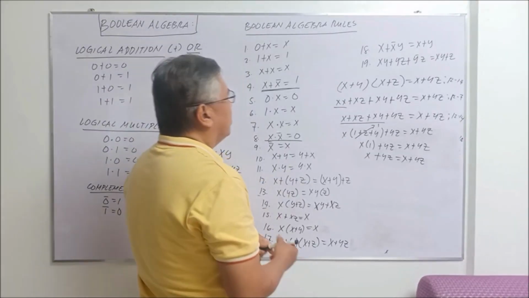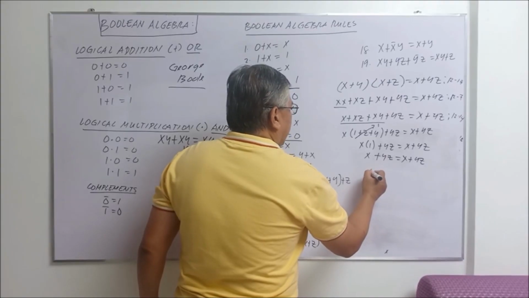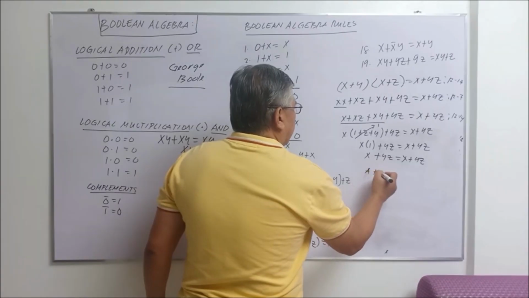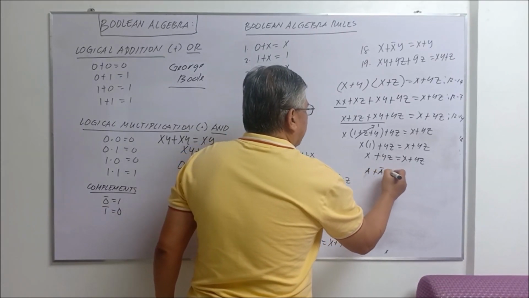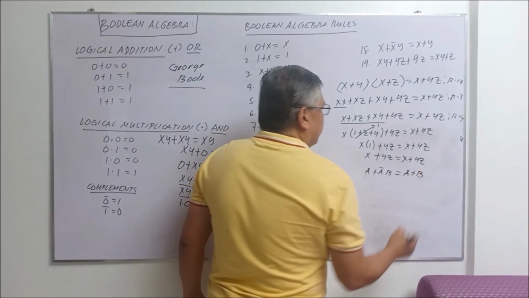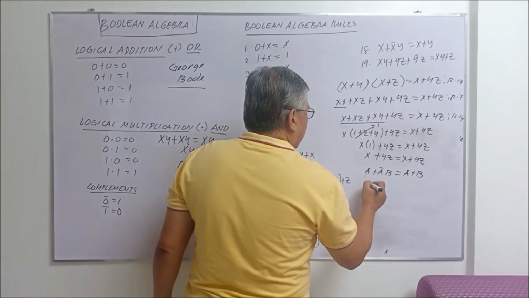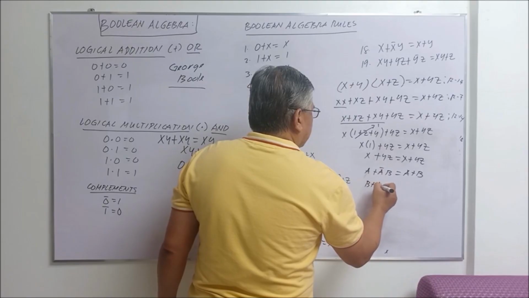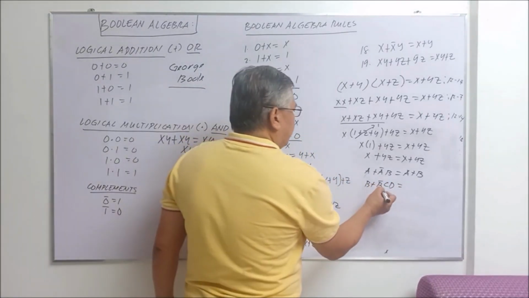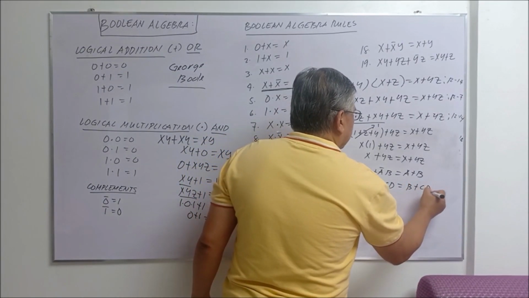That is rule 18. So for example, you have a plus a bar b. So what's the answer? You have a plus b. Right? How about if you have b plus b bar cd? Again, the complement, which is b bar, will be eliminated. So the answer will be b plus cd.